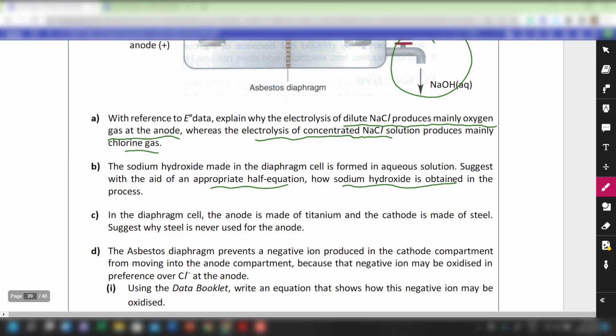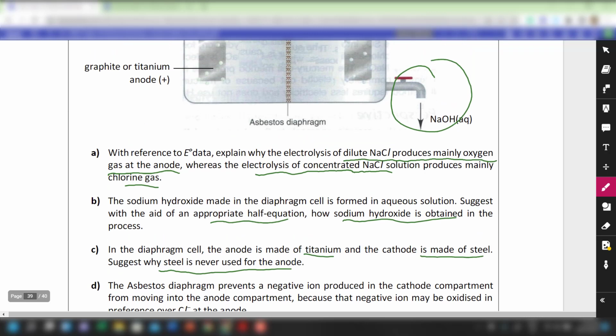lab. And then for part C, in the diaphragm cell, the anode is made of titanium and the cathode is made of steel. Why is steel never used for the anodes? I think first of all we need to understand what steel contains. Steel actually contains iron.